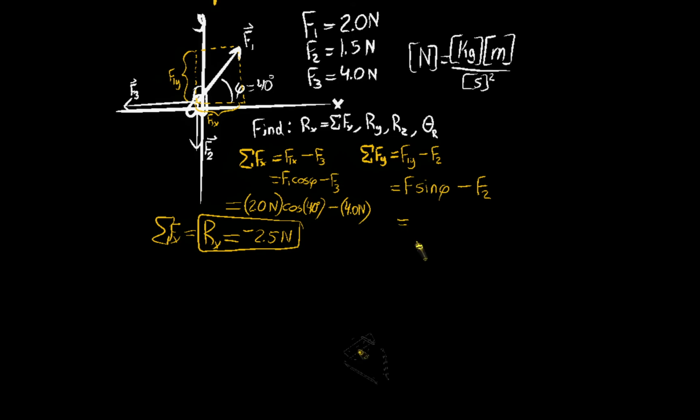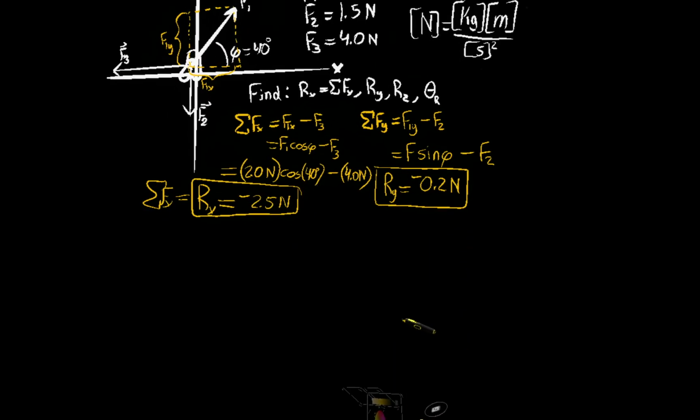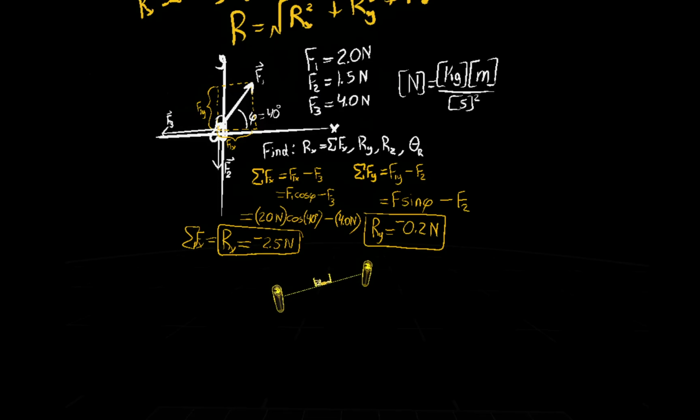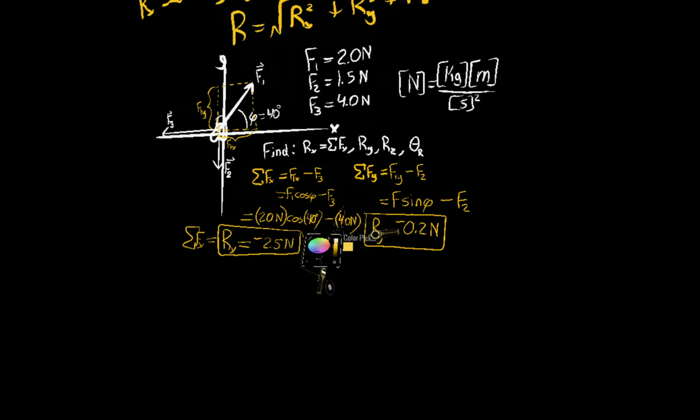And then this one, plug it in, same way, and you should get that Ry is equal to negative 0.2 newtons. So they're both negative. You should preserve those negatives. They are important. They tell you about direction. So now, if we are wanting to get the magnitude of R, I guess I didn't write that down up top here, but that is another thing I wanted you to solve for, is the magnitude of R.